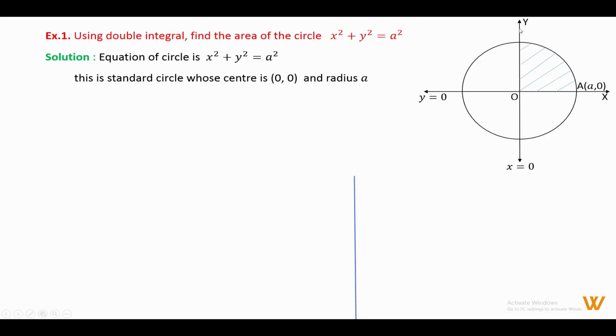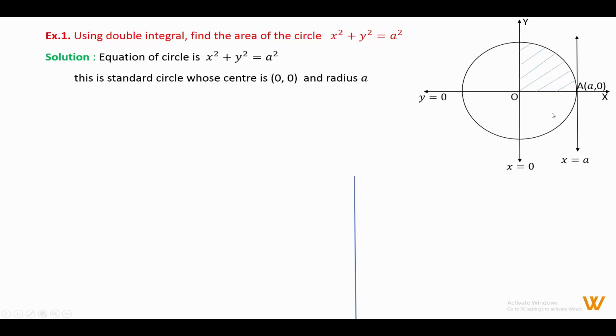Now this region is in between the line x is 0 and the line passing through point A and parallel to the y-axis. This line is parallel to the y-axis, whose equation is x equal to a. This region is in between these two lines.